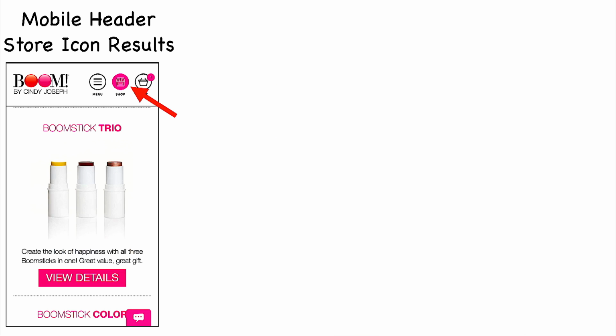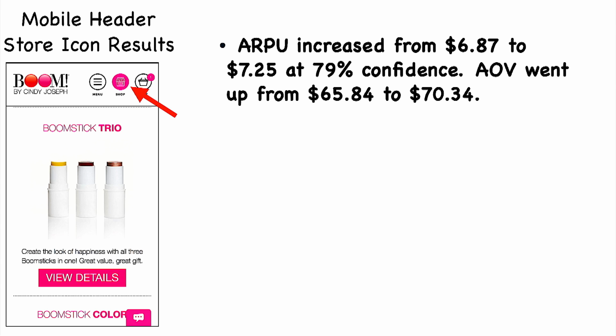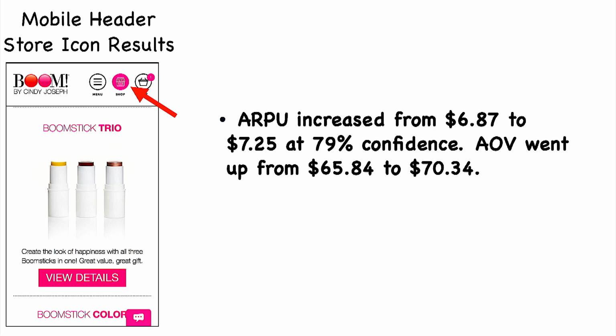So I want to read some of the actual results from this test. Average revenue per user increased from $6.87 to $7.25 at an 80% confidence rate. So it wasn't a full winner because it's only at 80%. Average order value went up by nearly $5. But all that stuff is not a high enough confidence rate in the test to really call it.